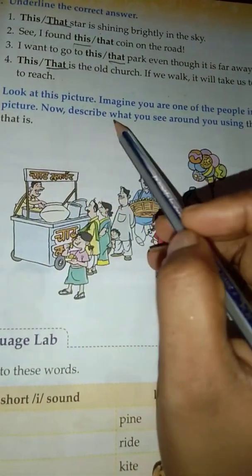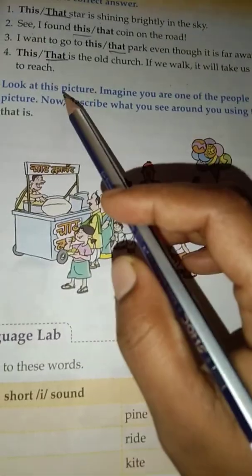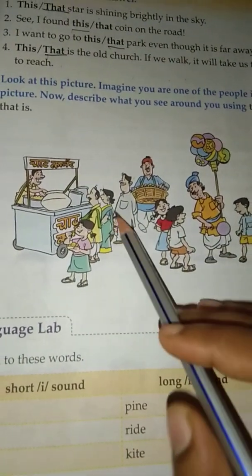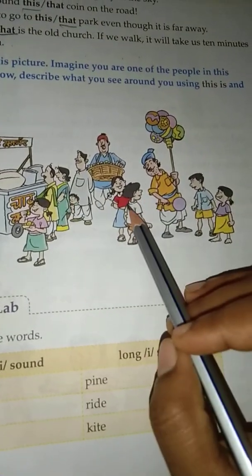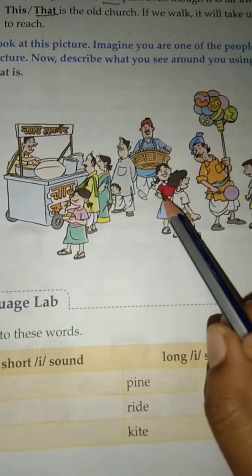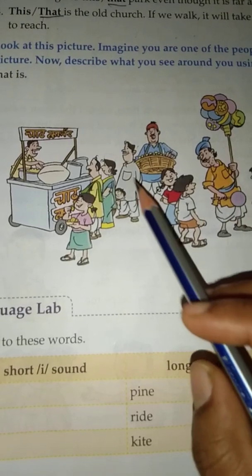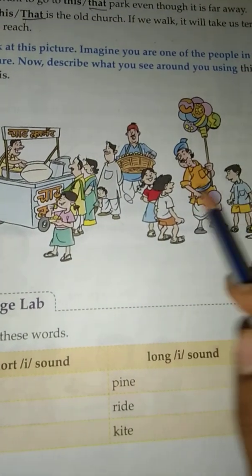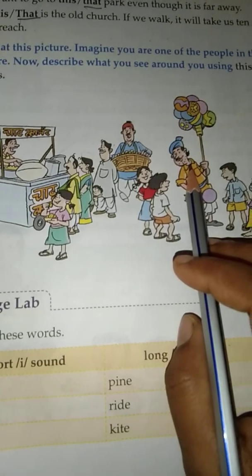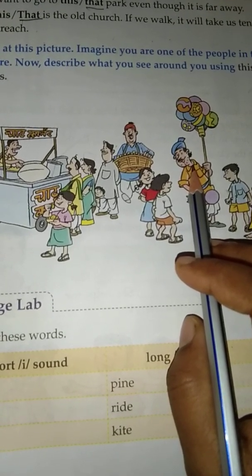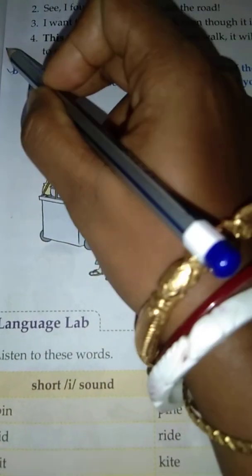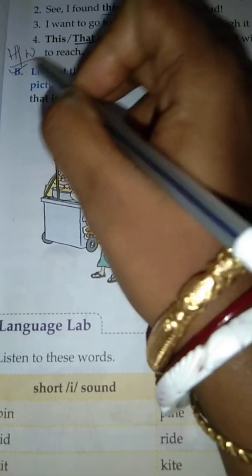Look at this picture. Imagine you are one of the people in this picture. Now describe what you see around you using this is and that is. You have to say a few sentences seeing this picture and thinking that you are one of them, and your sentences must use this is and that is. So this is your homework.